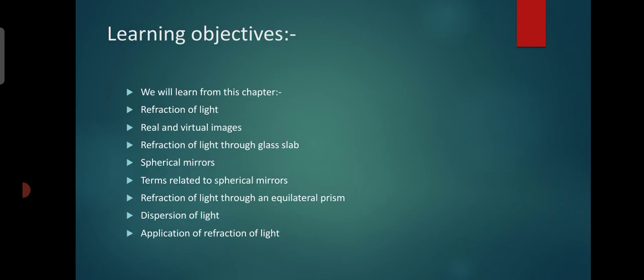Learning objectives. We will learn from this chapter: refraction of light, real and virtual image, refraction of light through the glass slab, refraction of light in the spherical mirrors, terms related to spherical mirrors, refraction of light through the equilateral prism, dispersion of light, and then the application of the refraction of light.